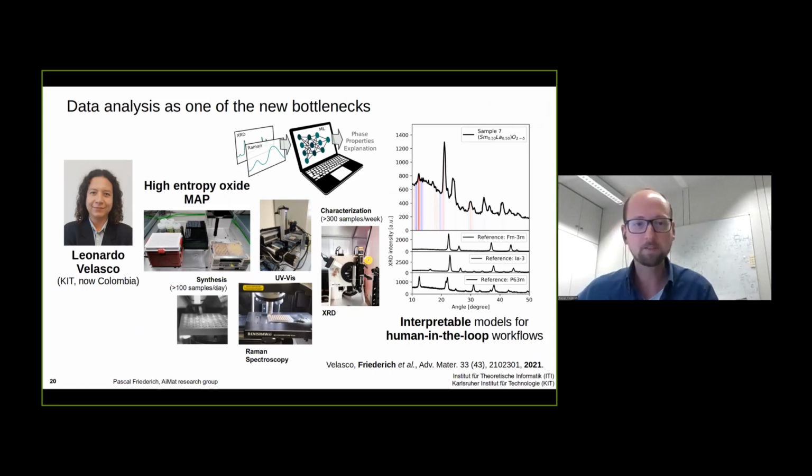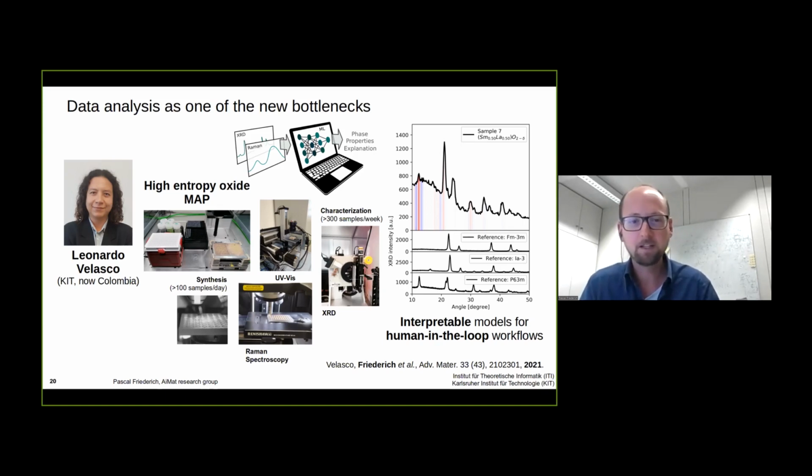And the synthesis is sped up in a way that it can do up to a couple of hundred samples every day and hundreds of samples every week. And it can even do XRD analysis of more than 100, or in this case more than 300 samples every week. And if we now generate that amount of data, so many XRD diffractograms, of course, the question is, how can we even analyze this?